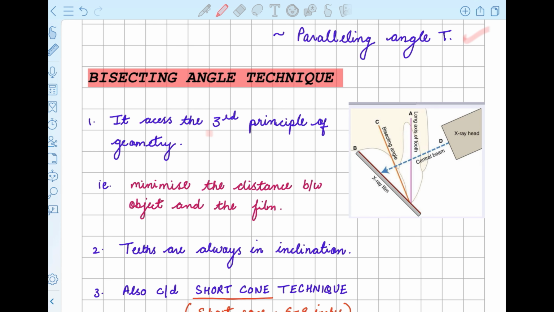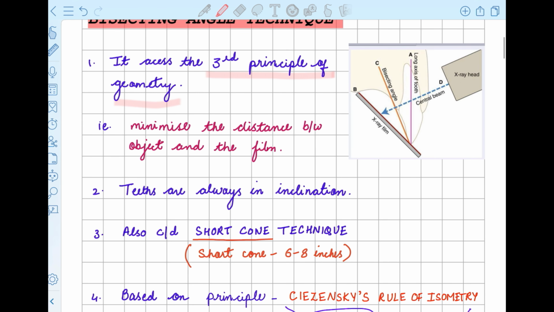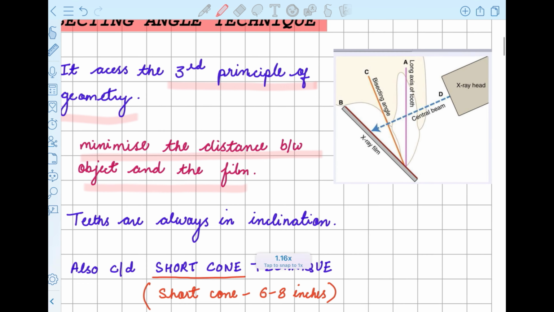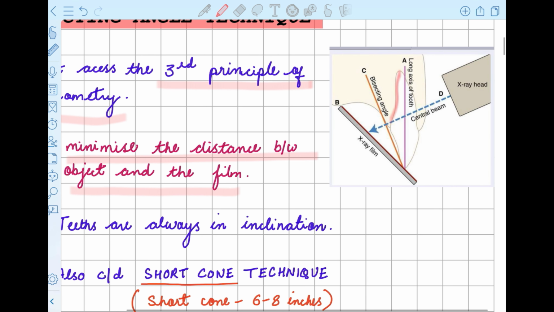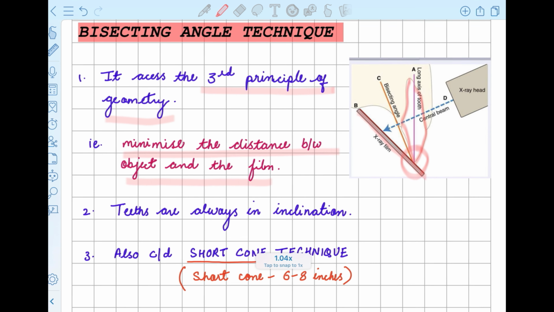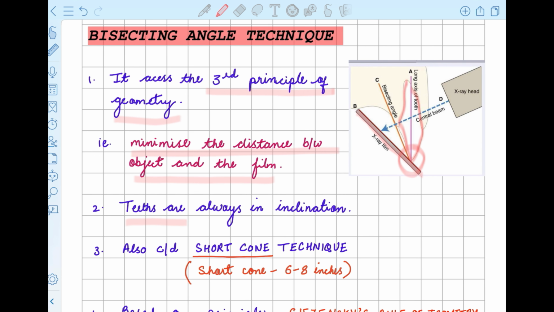It accesses the third principle of geometry. And what is the third principle? That is minimum distance between the object and the film. So just look into the figure. This is the object, that is our teeth, and this is the film, and see they are in contact, meaning there is a minimum distance between the object and the film. And teeth are always in inclination inside the socket.